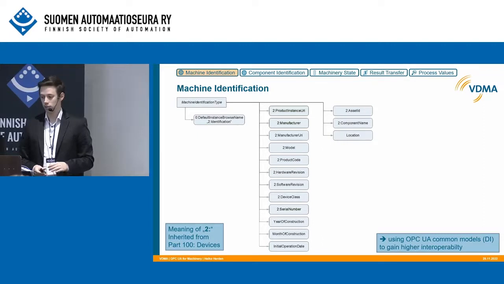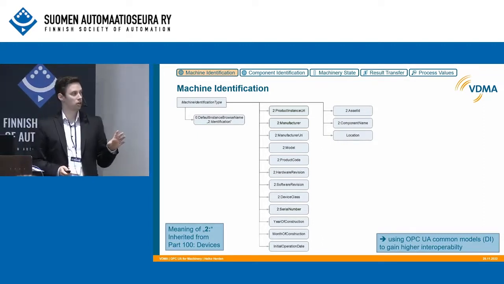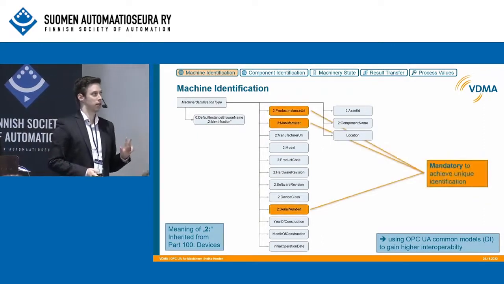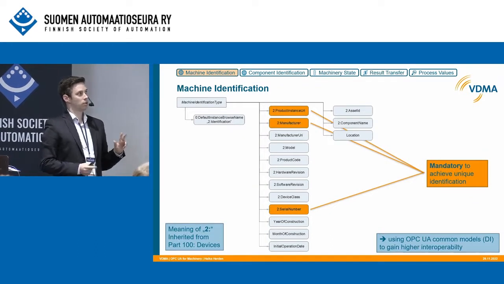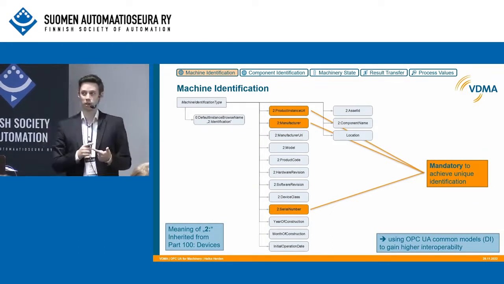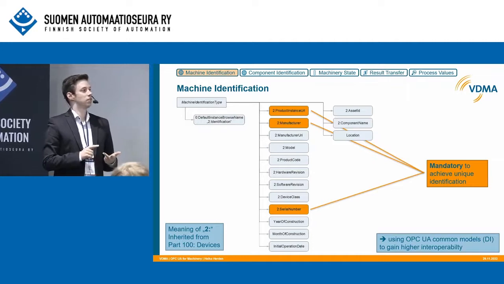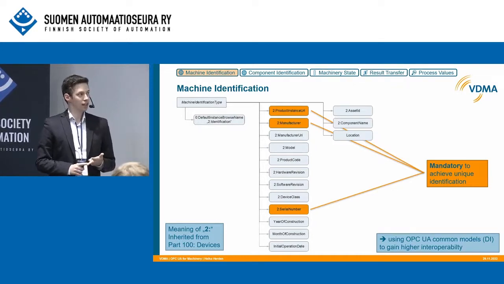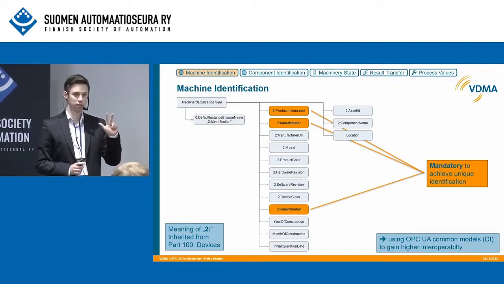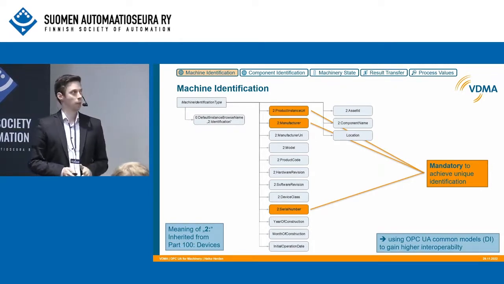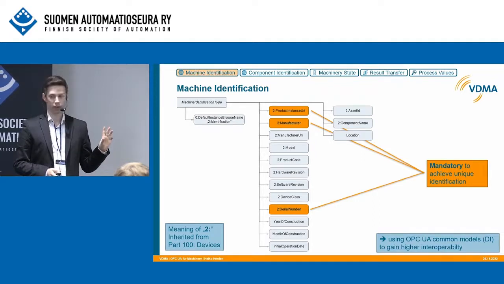And in the end, most of those properties are optional, but 3 properties are mandatory. And this is the product instance URI, the manufacturer property, and the serial number property. And this is important because with these 3 properties, I will have a unique identification. So this is how the machine identification works.